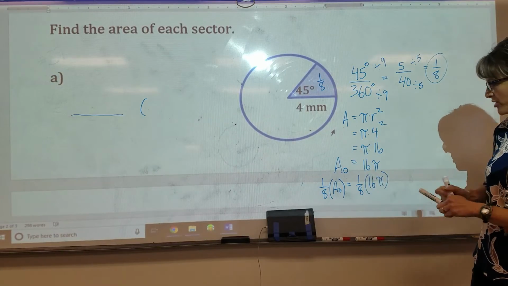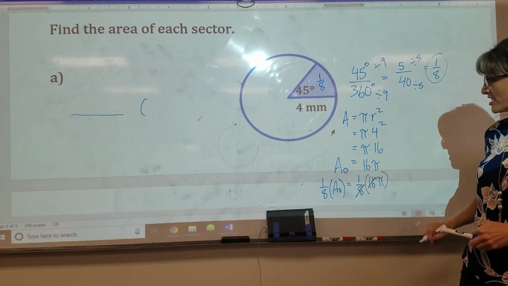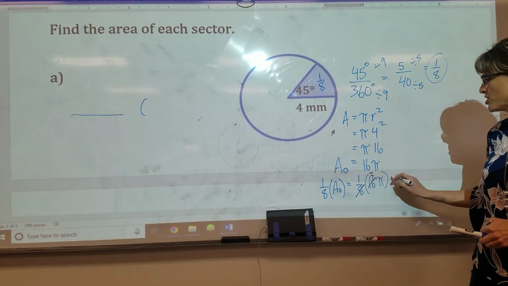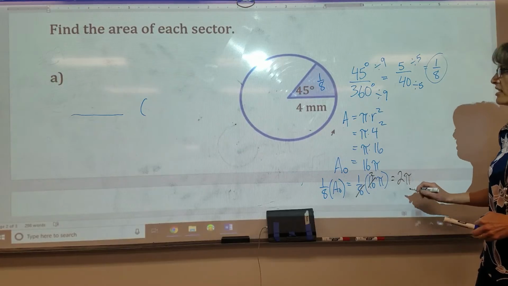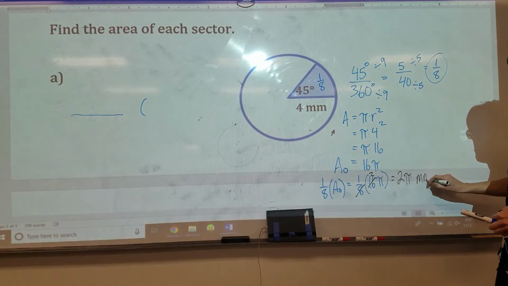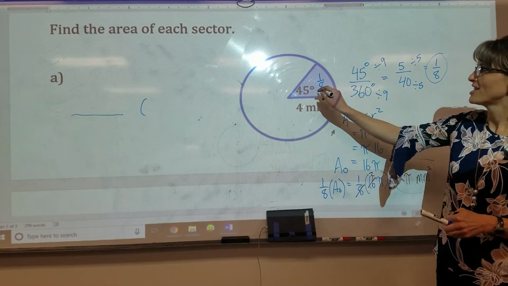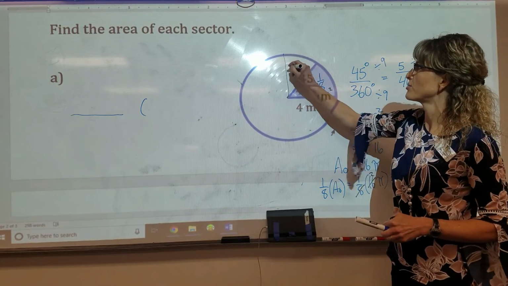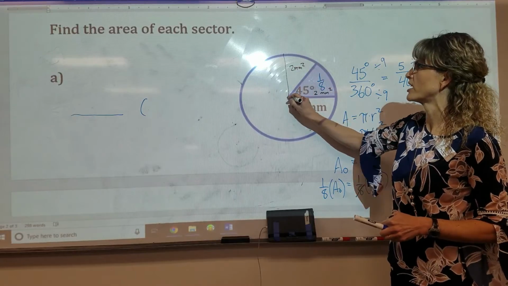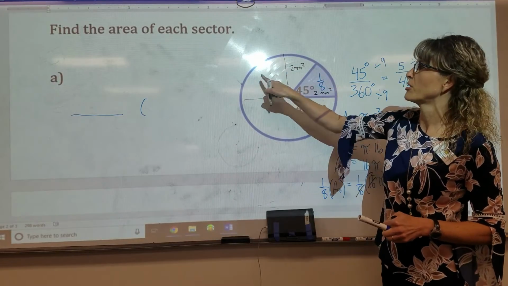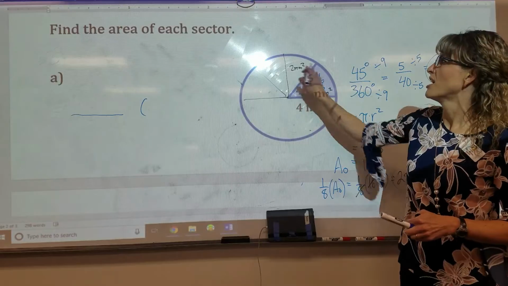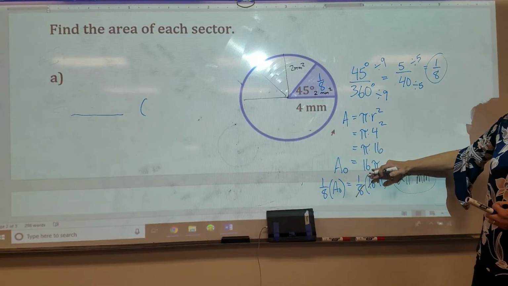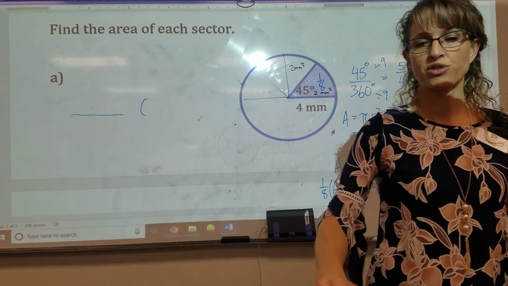Here we go, compatible numbers again. 8 and 16 are compatible. It'll go in twice, so I have 1 times 2 pi, which is just 2 pi. And my units are millimeters squared. So it's like this little piece is 2 millimeters squared of area. Each of those is 2 millimeters squared, and all 8 of those each have 2. So again, backing up a step, the whole circle has 16 pi millimeters squared of area.